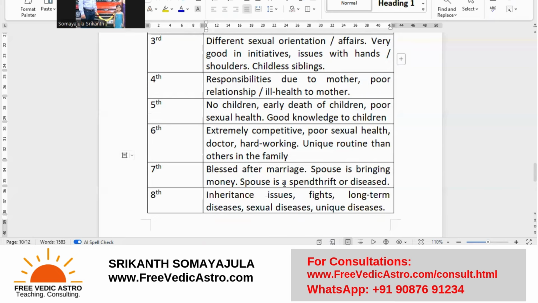Rather, he wants to be in something else, in a business. And he's trying to figure out what business would suit him at the age of some 38 or so, after having got married very late. I think he got married at the age of 36 or so. I mean, in the Indian context, it's very late. All right, blessed after marriage, seventh house. Okay, what does the seventh house have to do with it?